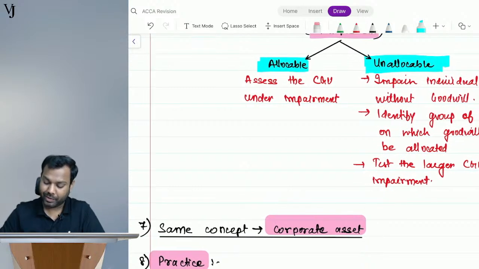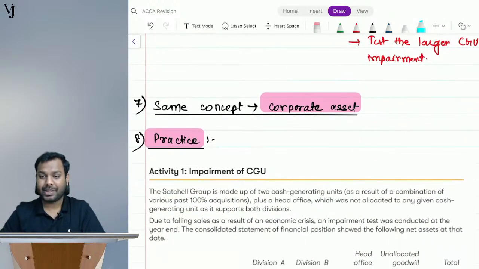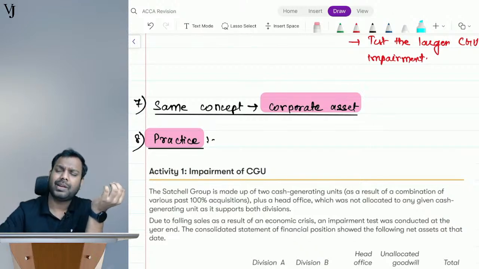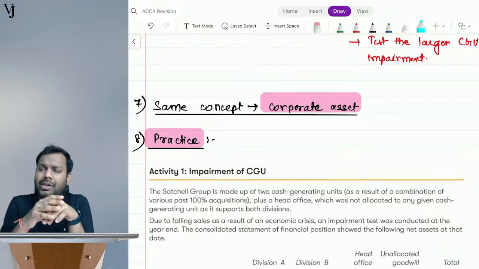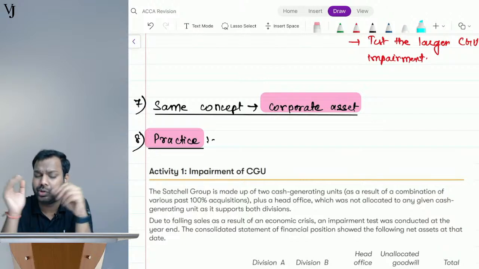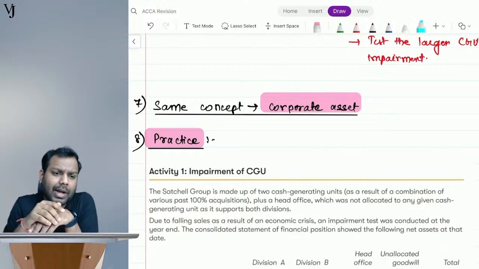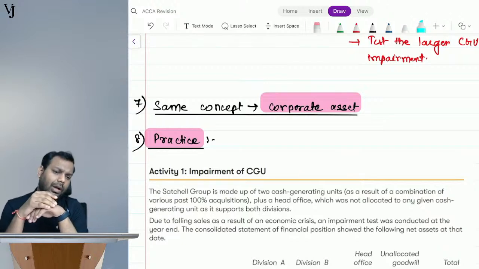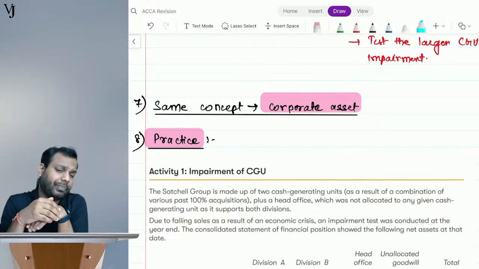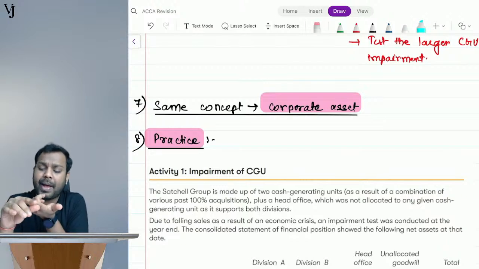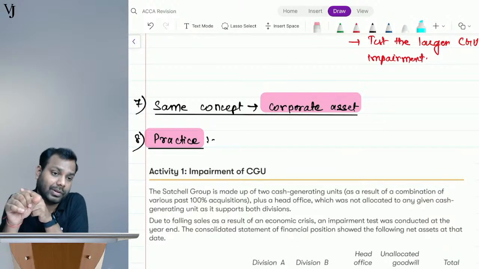Now, point number 7 is corporate assets. What are corporate assets? Corporate assets are the assets which help all the CGUs, multiple CGUs. Let's suppose ITC has an office in Kolkata. That office is a corporate office, or head office, of ITC. It supports all the divisions: packaging division, tobacco division, paper division, restaurants division.